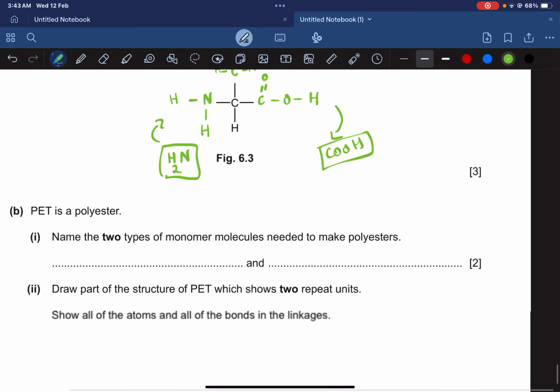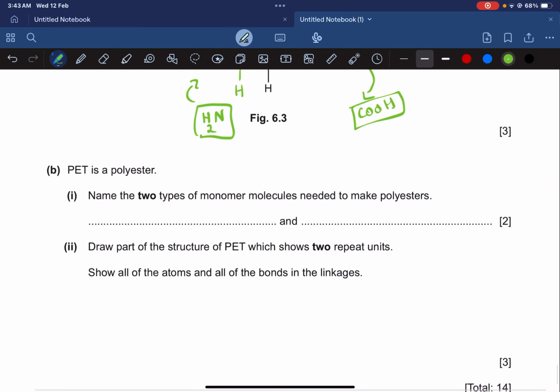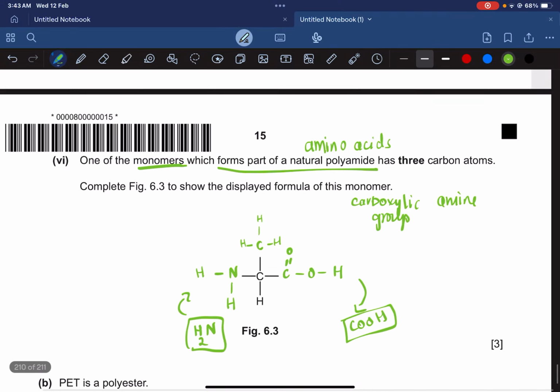PET is a polyester. Name the 2 types of monomer molecules needed to make polyester. Remember that in order to make polyesters you need dicarboxylic acid and diols. Okay, you need dicarboxylic acids and diols.